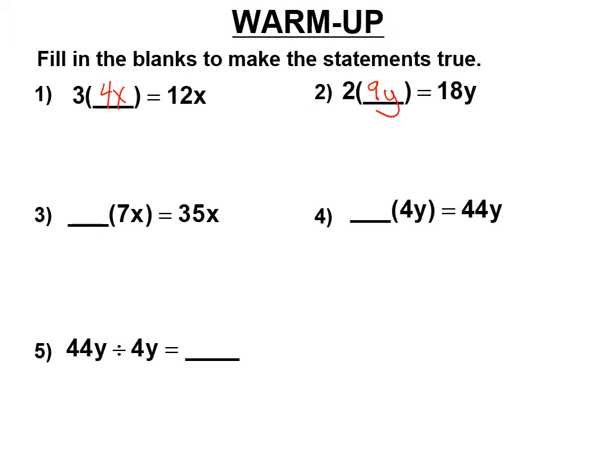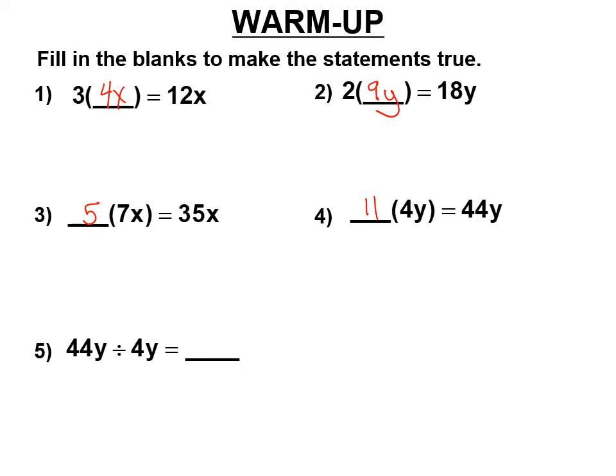Blank times 7x equals 35x. Well, 5 times 7x, right? 5 times 7 is 35. 5 times 7x is 35x. Blank times 4y equals 44y. Well, 11 times 4y equals 44y.